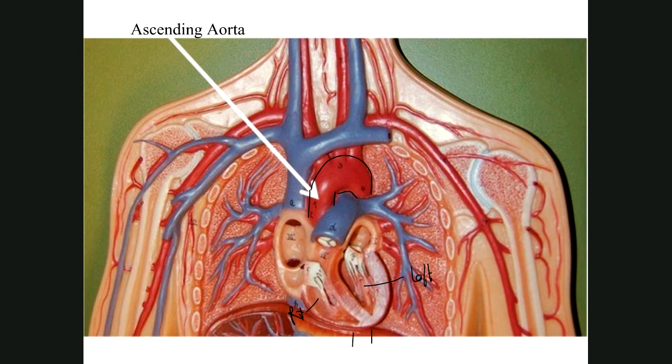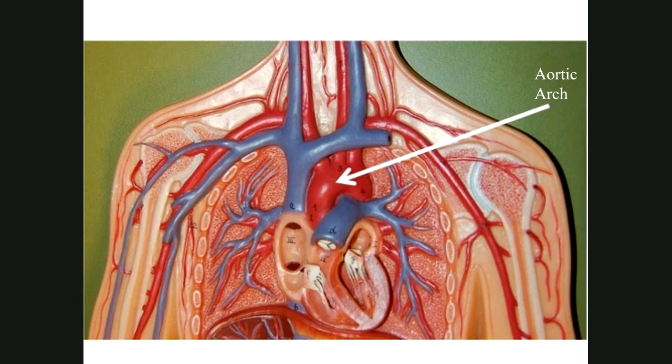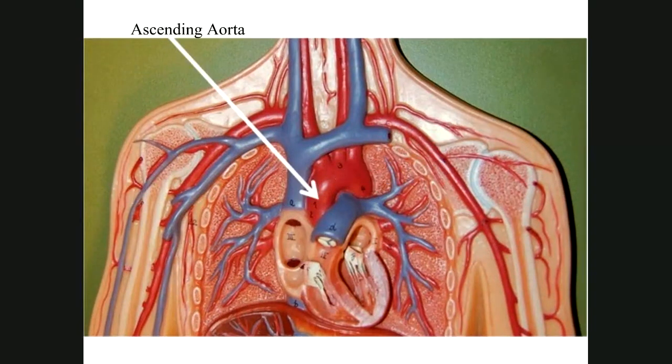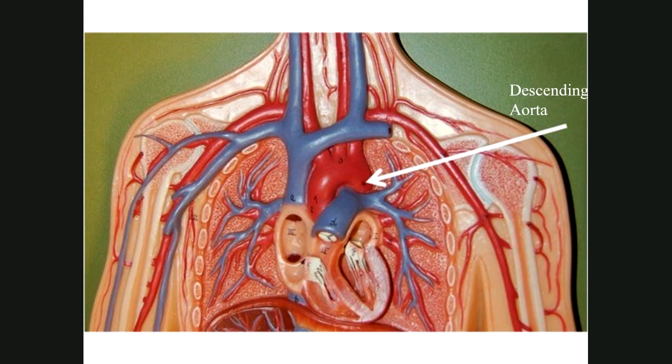Different sections of it have different names. This section is called ascending because that's the direction the blood is going. It's going this way. But when we get here, look, it's making a curve. So that's called the aortic arch. Now we're going to curve and head down. And as soon as you start heading down, the name changes again. It becomes the descending aorta. So ascending aorta, arch of the aorta, descending aorta.